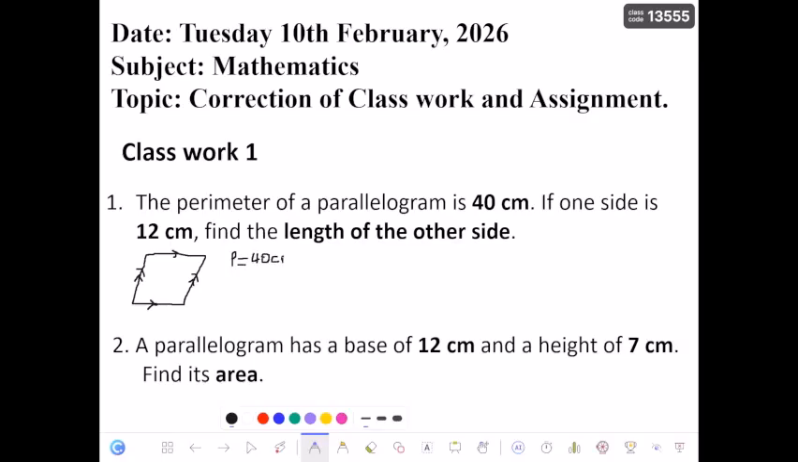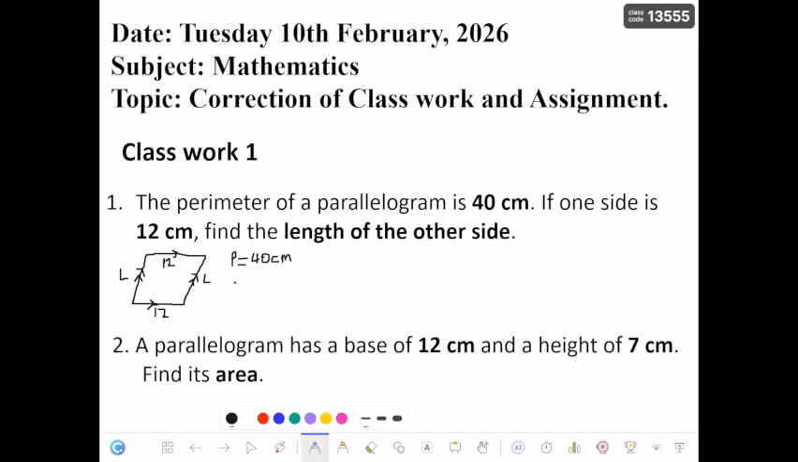So if P is the perimeter, which is 40 centimeter, then what is next? They now said one side is 12. So it's you to pick one side. If I pick this side, which serves as the base of the parallelogram, they are opposite and they are equal. If this is 12 and 12, then find the length of the other side. This is the other side, and since they are equal, I can call it L and L. And the perimeter is 40. So how do I get the length of this other side?